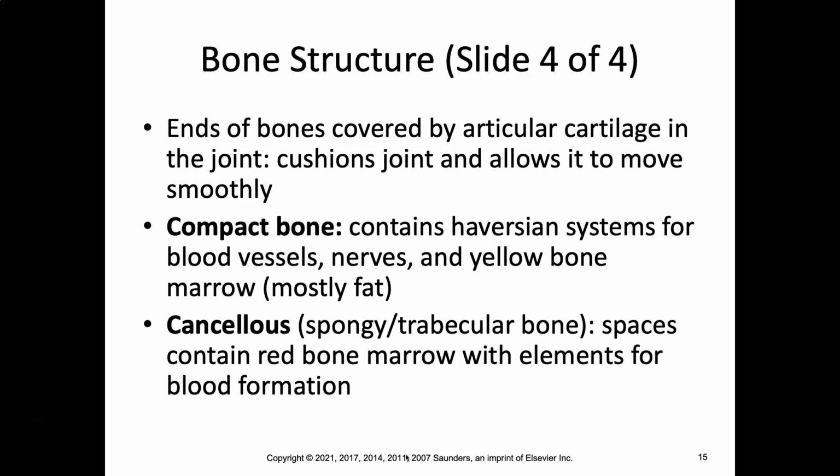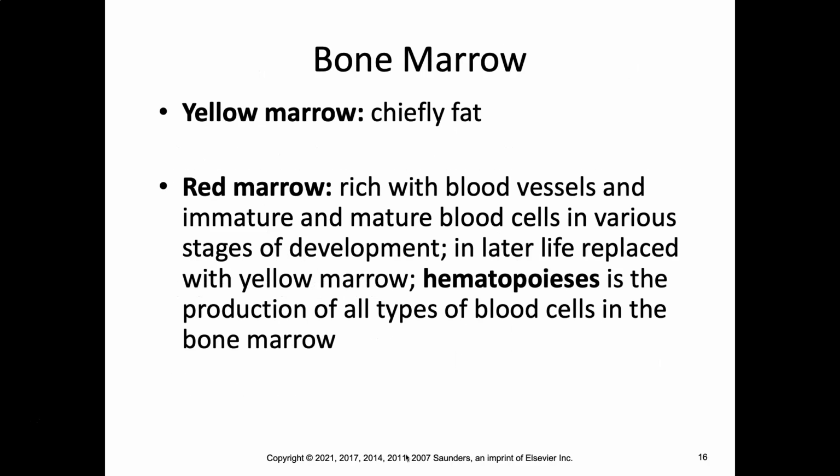So we talked about compact bone that has the Haversian systems for blood vessels, nerves, and yellow bone marrow made up mostly of fat. Then you have the cancellous bone or spongy trabecular. That space contains red bone marrow with elements for blood formation. That's where you have the blood cells being formed. So your yellow marrow is made up chiefly of fat. Your red bone marrow, though, is rich with blood vessels and immature and mature blood cells in various stages of development. In later life, as you get older, it may be replaced with yellow marrow.